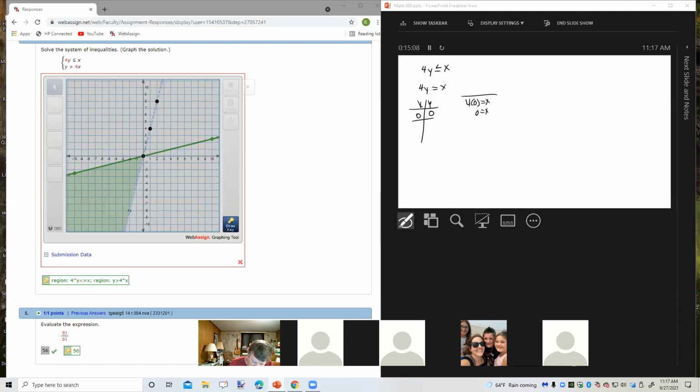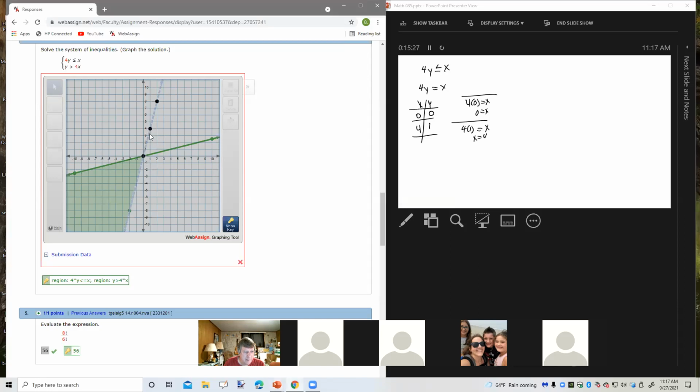How about if we let y equal 1? So then 4 times 1 equals x, x equals 4. So 0, 0, and 4, 1. I think what happened was they graphed this ordered pair backwards because this is 1, 4, and it should be 4, 1. What you see here that's in green, that's the correct shading, but it's like this one didn't happen. Okay.